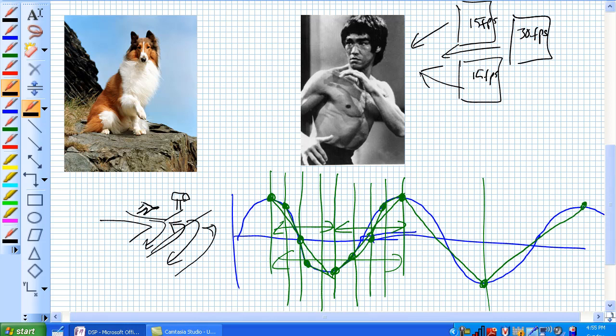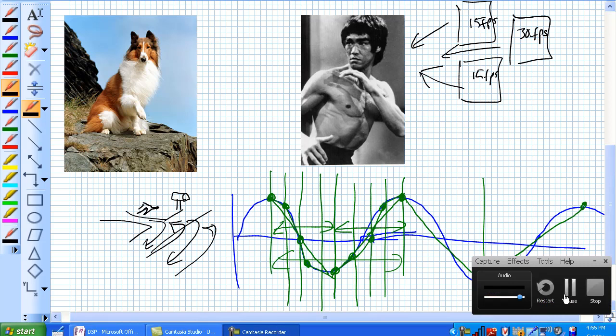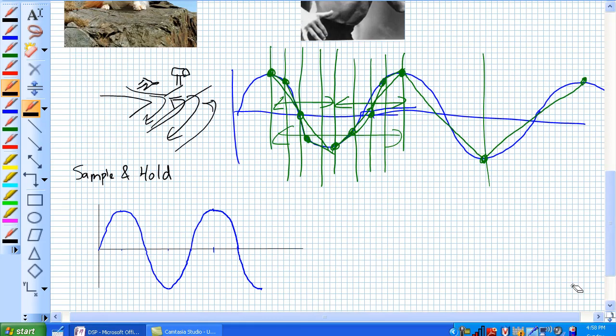Believe it or not, I did do it. Lassie and Bruce Lee, Nyquist sampling theorem. All right, so what are we going to talk about now? We're going to talk about our sample and hold. Okay, so sample and hold.